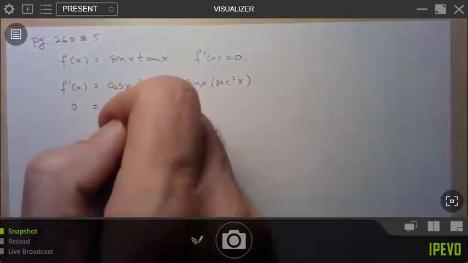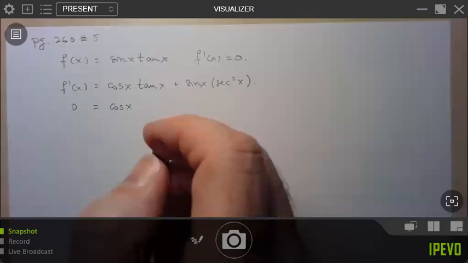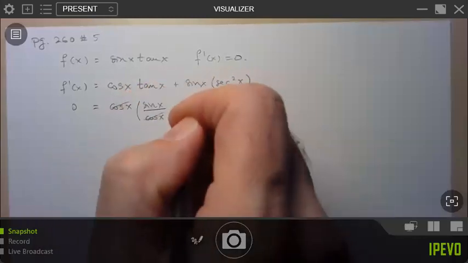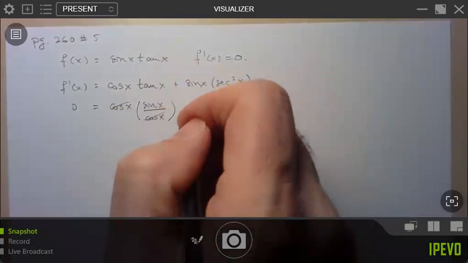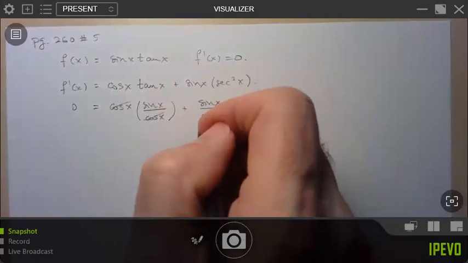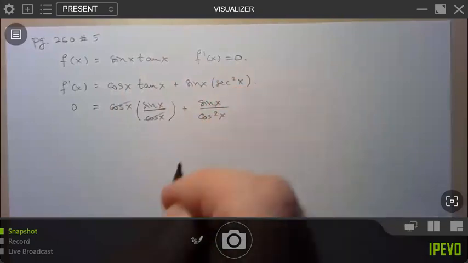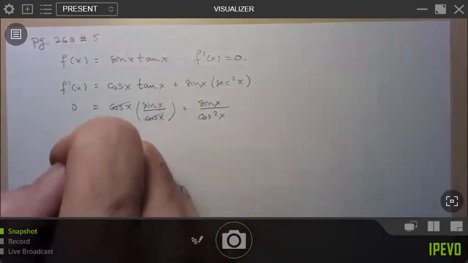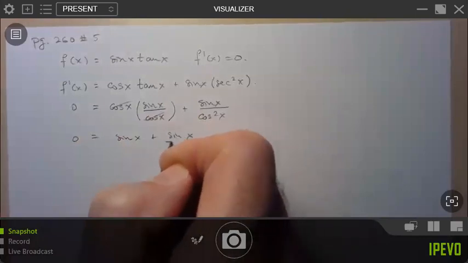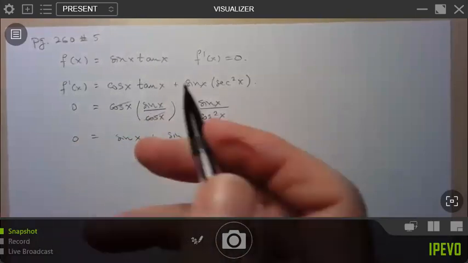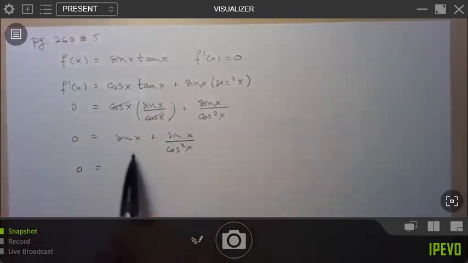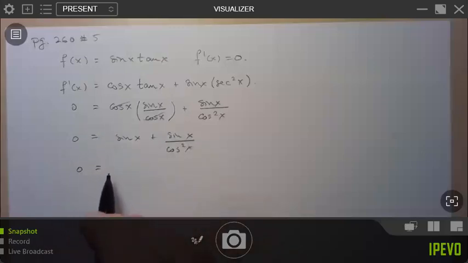So here I would say let's put everything into sines and cosines. So sine x over cos x, and already some nice stuff happens. Plus sine x over cos squared x, since secant is 1 over cos. And so what does that give us here? Sine x plus sine x over cos squared x. Oh, I guess I could have kept that cos x there. Doesn't matter. So this looks a lot like a rational equation.